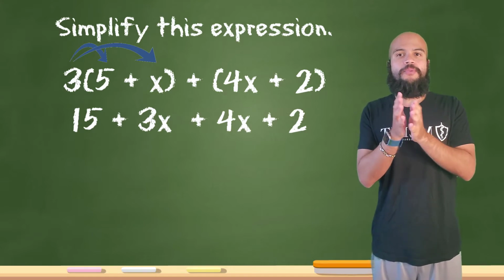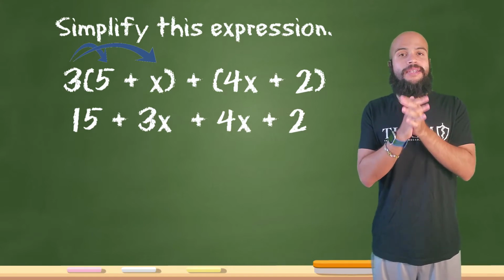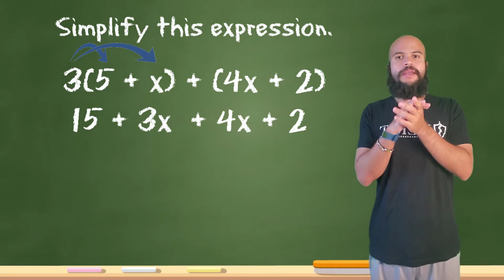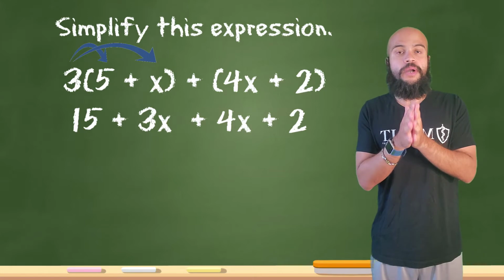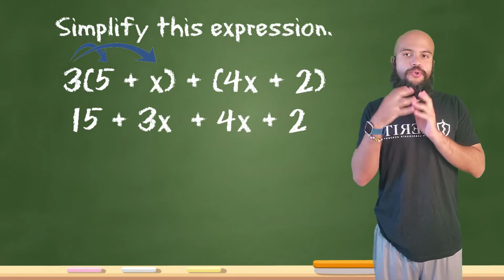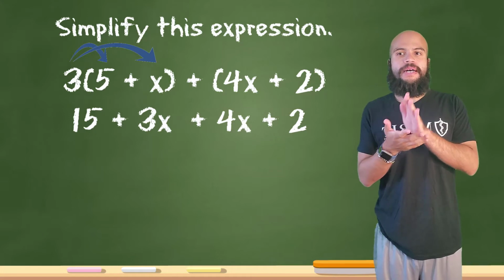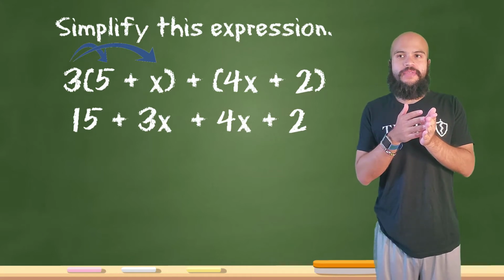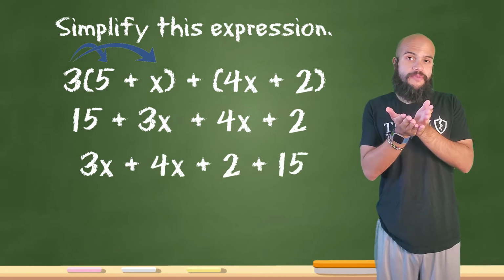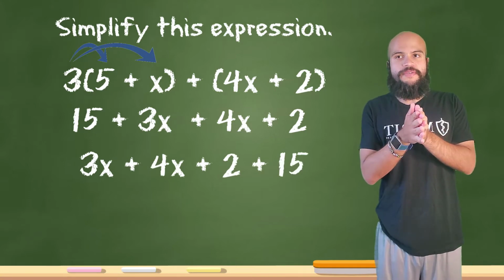Now, I am going to move around the terms to put like terms next to each other. This isn't 100% necessary, by the way, but it may help you get a clearer picture of what can be combined. In this case, I'm simply going to move the constant of positive 15 to the end of the expression. Now I have the expression 3x plus 4x plus 2 plus 15.